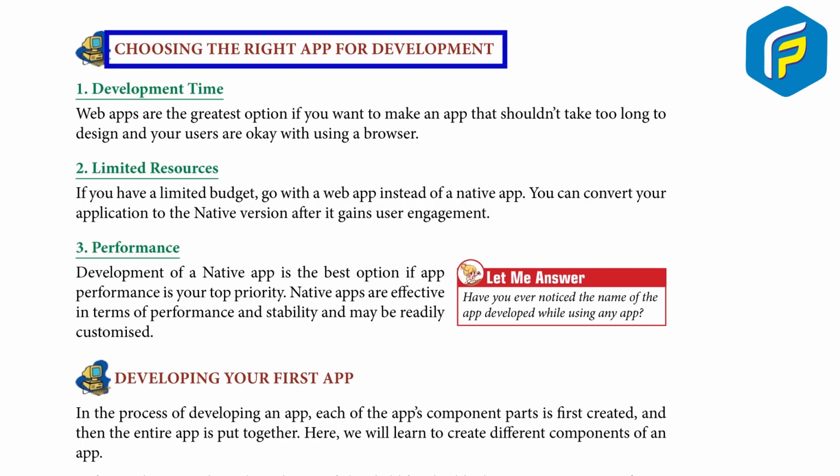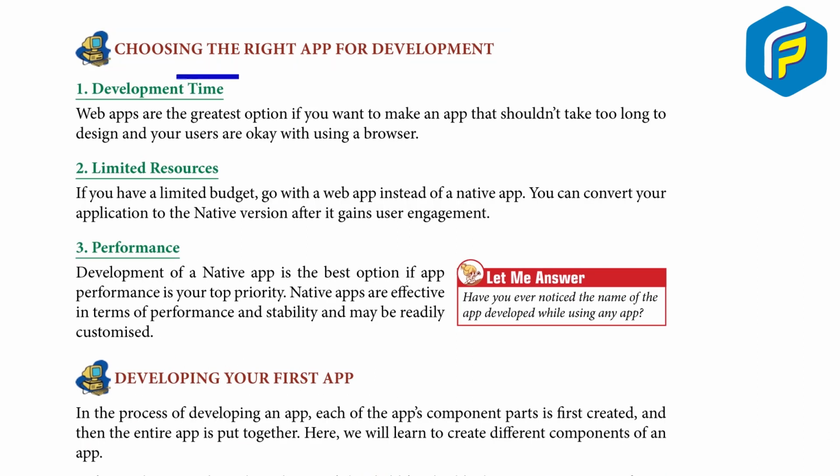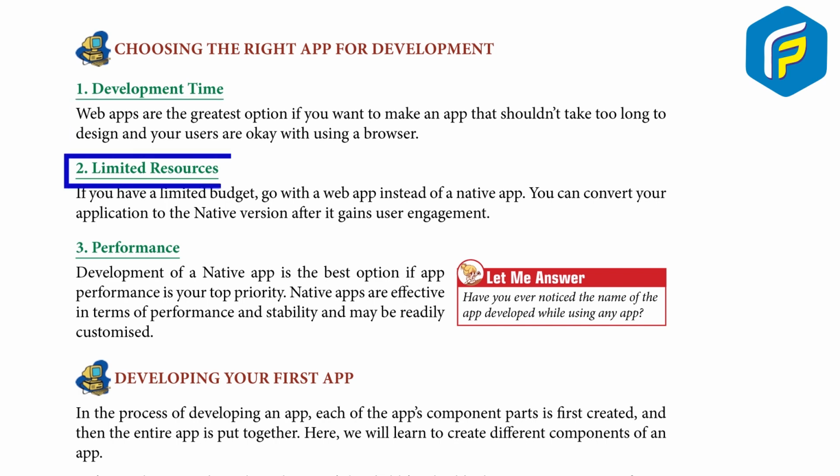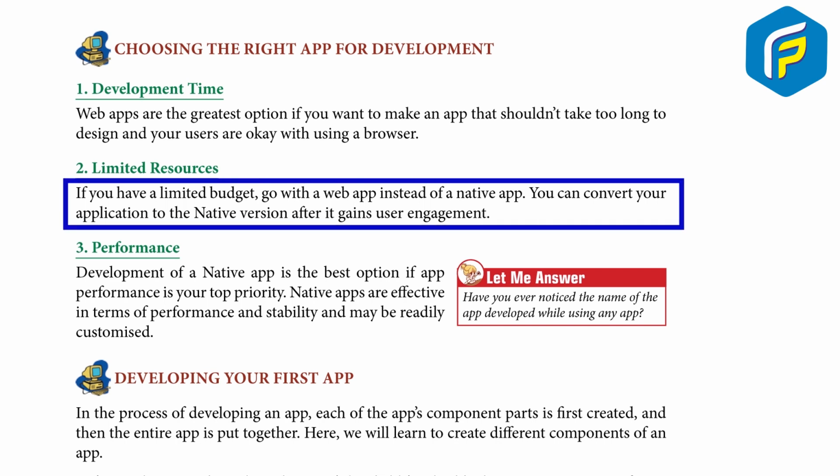Choosing the right app for development. 1. Development time. Web apps are the greatest option if you want to make an app that shouldn't take too long to design and your users are okay with using a browser. 2. Limited resources. If you have a limited budget, go with a web app instead of a native app. You can convert your application to the native version after it gains user engagement.